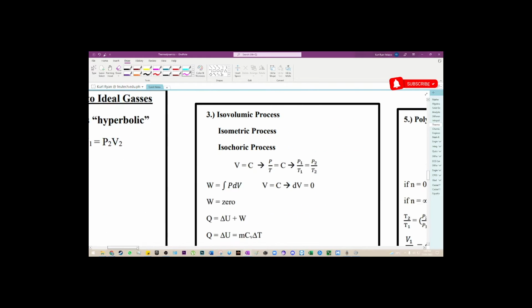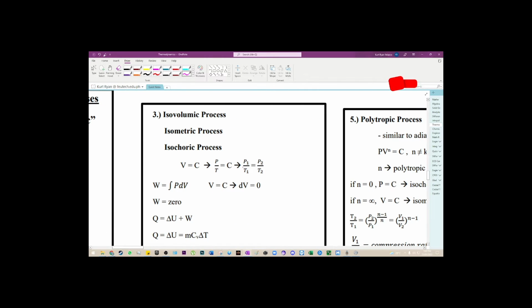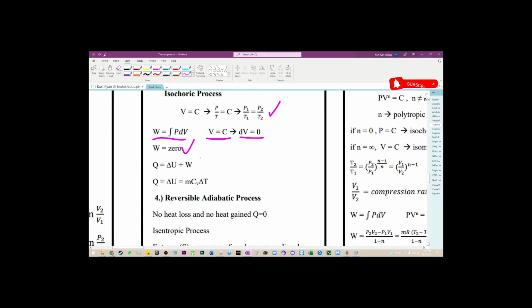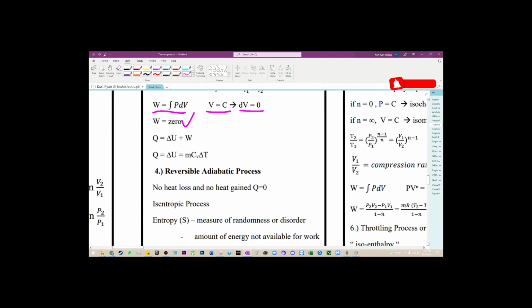Next is the isovolumic process, also called isometric or isochoric. That is where the volume is constant. I already discussed how to do this. Of course, the general formula again, and volume is constant. Since volume is constant, there is no dV; dV must be equal to 0. Therefore, work is 0, right? Then Q is still delta U plus W. However, work is equal to 0, right? Therefore, you're just left with delta U, and delta U is also equal to mcv delta T.